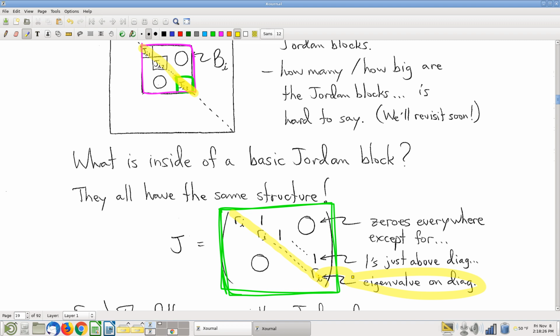Right. What else is there inside of a basic Jordan block? Well, this is a little weird seeming, but there's a bunch of ones, always one, oddly, mysteriously, just exactly one, just above the diagonal. They call it the super diagonal sometimes. I find that a little pretentious, right? So I'm just going to say just above the diagonal. Okay. And then zeros everywhere else.